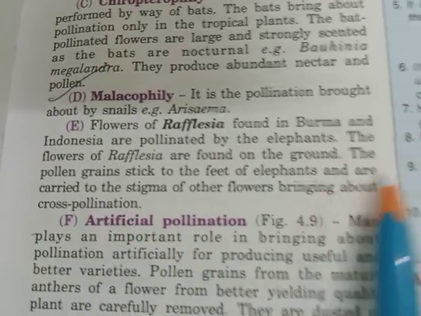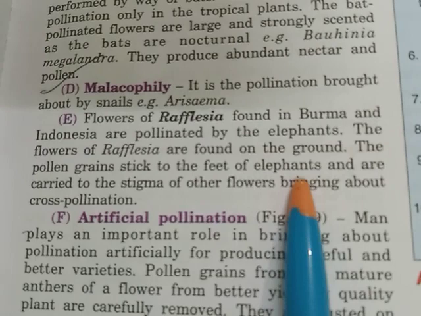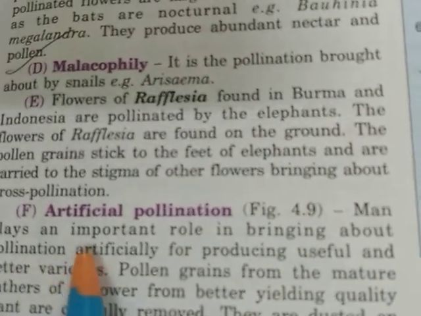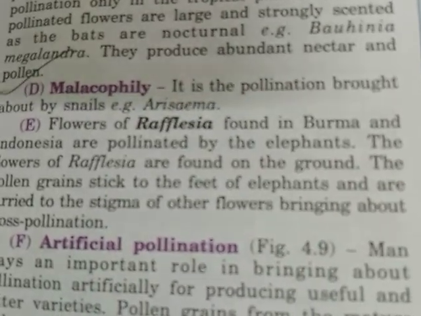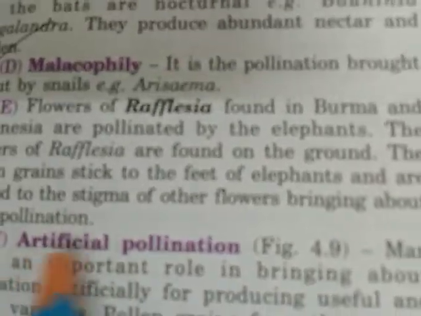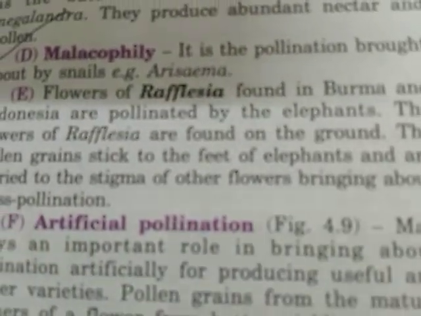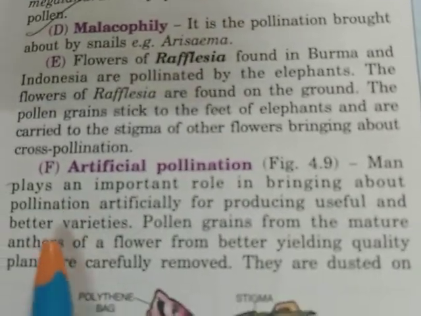Now see here, this Rafflesia, as it is the largest flower, is found on the ground, and the pollen grains stick to the feet of the elephants and are carried to the stigma of the other flowers, bringing about cross pollination. So in Rafflesia, this cross pollination is brought about by elephants.